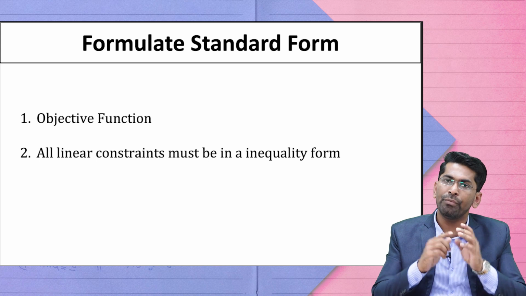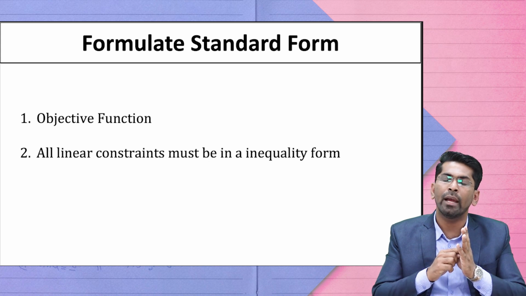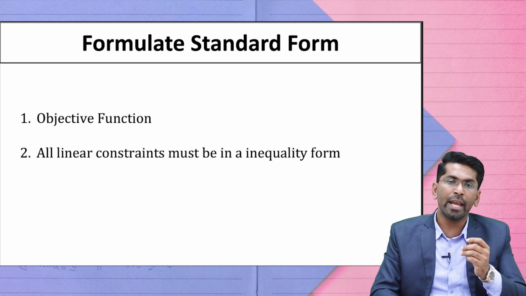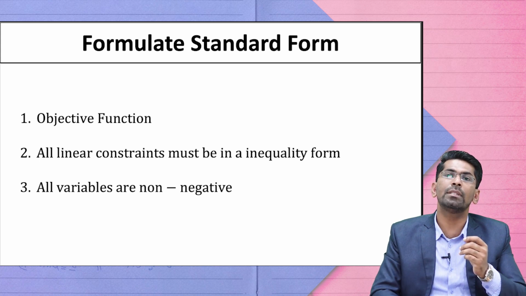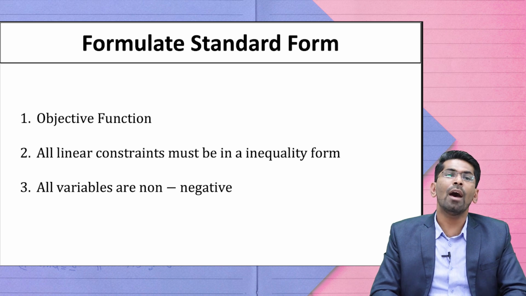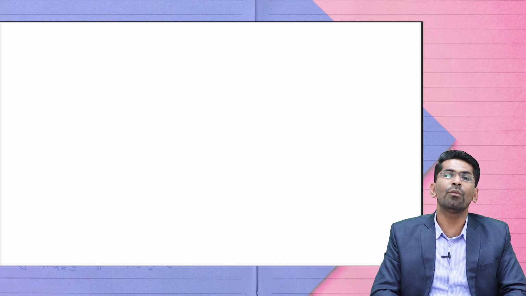After specifying our objective function and converting in the form of inequality, the next thing is that all the variables should be non-negative. That means we have to specify that all our decision variables are equal to 0 or greater than 0. After formulating the standard form, here we are going to consider one example.